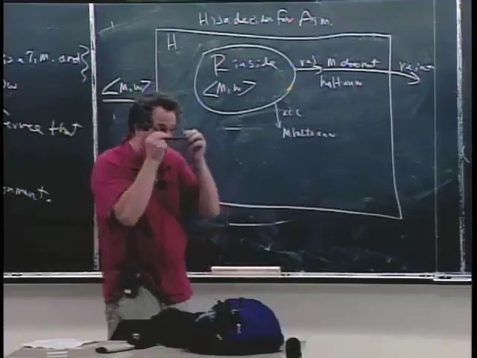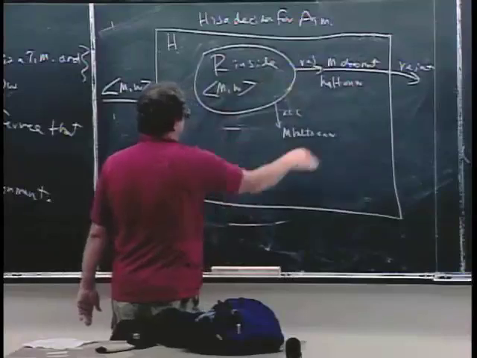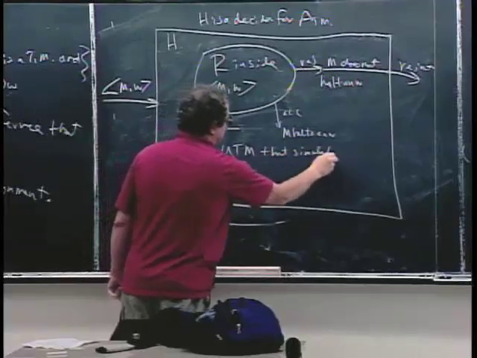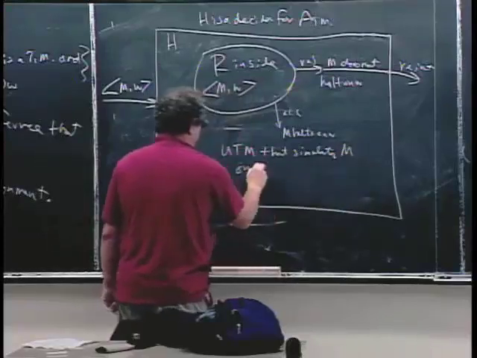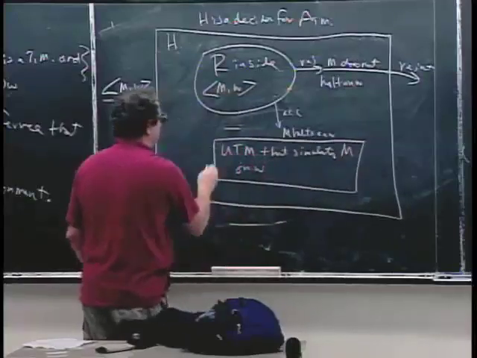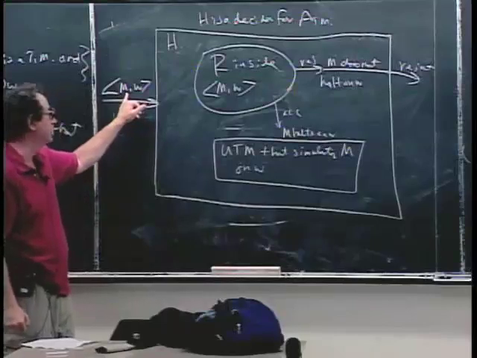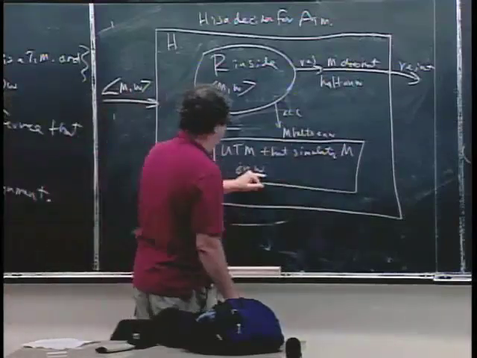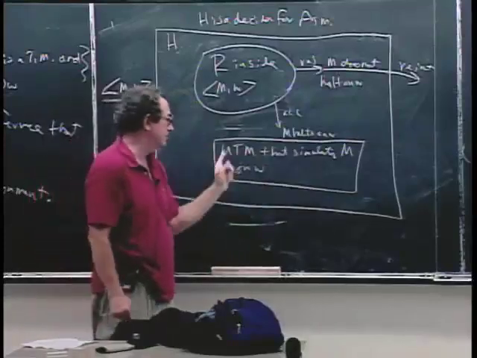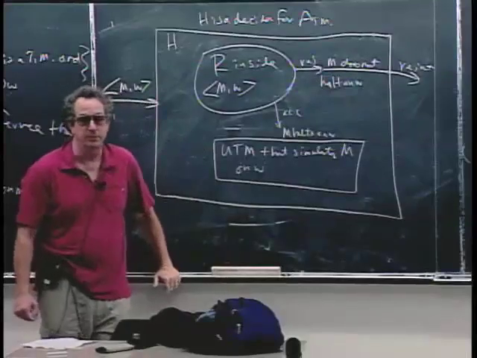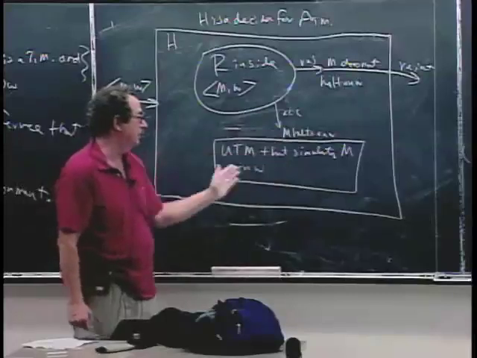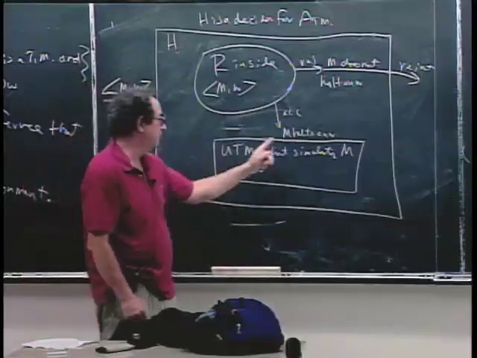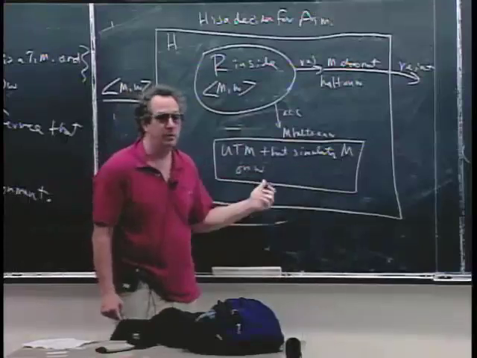Anybody else? Okay, so when this happens, then inside H, we could have a universal Turing machine that simulates M on W. Remember, universal Turing machines can take in a description of some other Turing machine and input to that Turing machine, and it can simulate that Turing machine on that particular input. And this simulation will do exactly what M would do on input W.